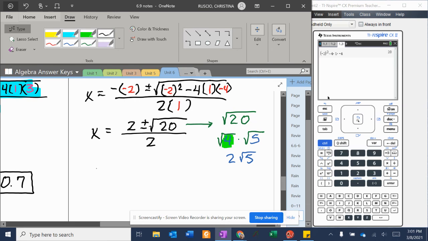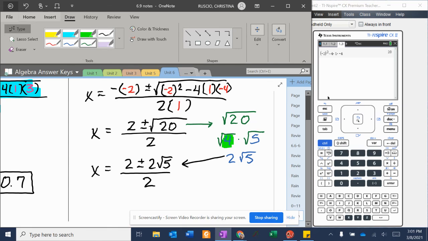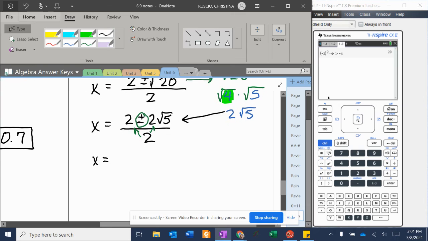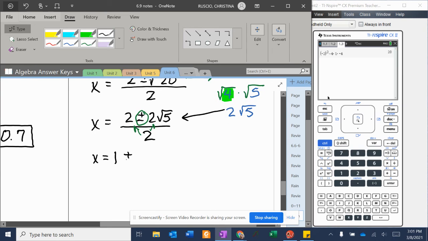All right, let's put it back in simplified. So instead of the square root of 20, I'm going to put in 2 square roots of 5 all over 2. And 2 is being divided into each of those 2 plus or minus pieces. So my final answer is x equals 2 divided by 2, which is 1, plus or minus 2 divided by 2, which is 1. I'm not even going to write it because it's like a coefficient. The square root of 5. And there you have it.